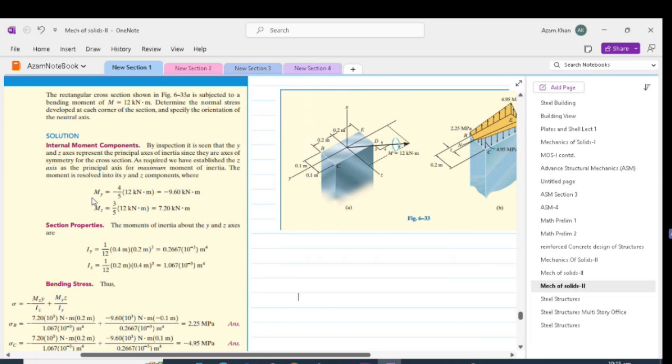So My will be equal to minus 4 by 5 times 12, which is minus 9.6 kilonewton meter, and Mz will be 3 by 5 times 12, which will be equal to 7.2 kilonewton meter. In a similar manner, we can determine the moment of inertia about y and z axes. So Iy will be equal to 0.4 times 0.2 cubed by 12, i.e. 0.2667 times 10 to the power minus 3 meter 4, and Iz will be equal to 0.2 times 0.4 cubed by 12, which will give us 1.067 times 10 to the power minus 3 meter 4.